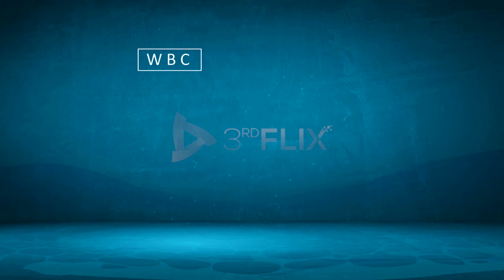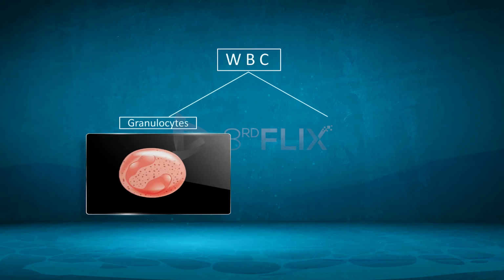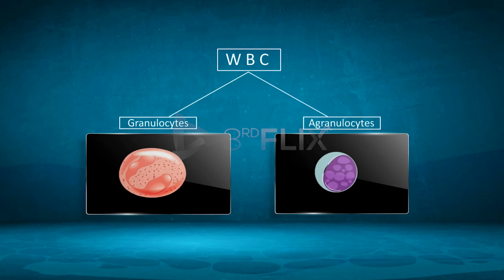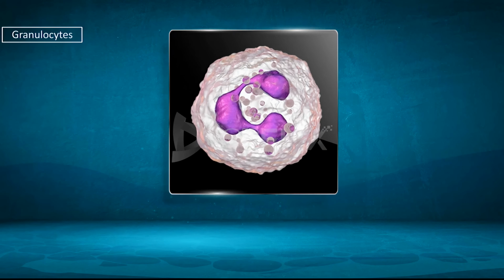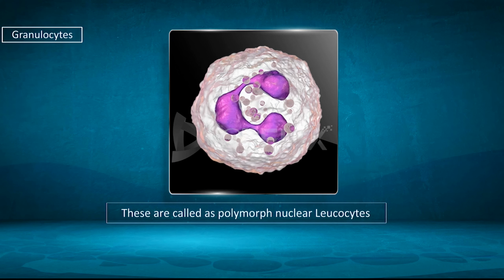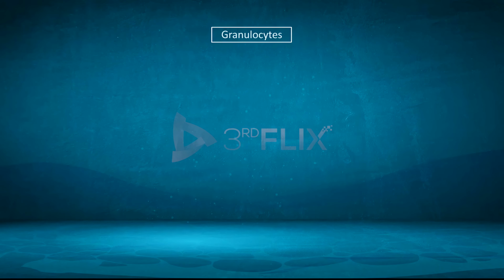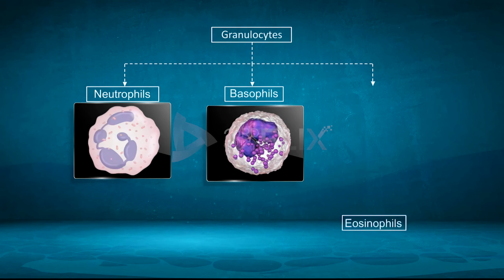There are 2 types of WBC: granulocytes and agranulocytes. Granulocytes. Granulocytes contain cytoplasmic granules. These are also called polymorphonuclear leukocytes, since the nucleus is divided into lobes. Granulocytes are further divided into neutrophils, basophils, and eosinophils.